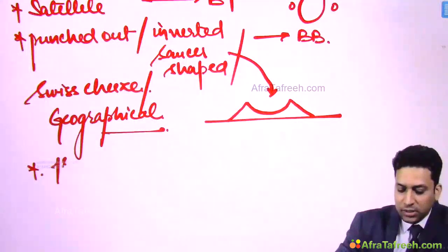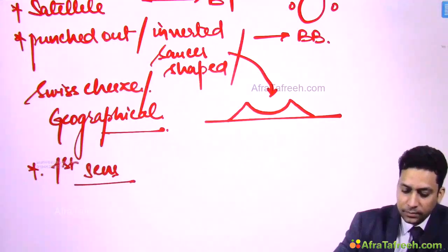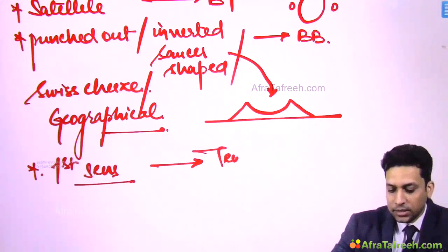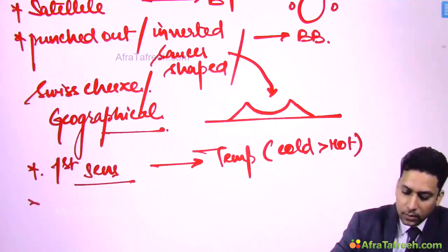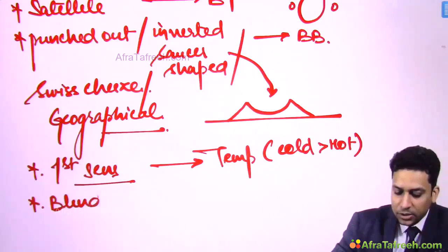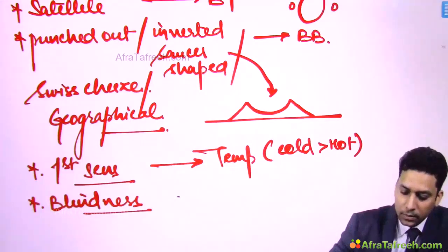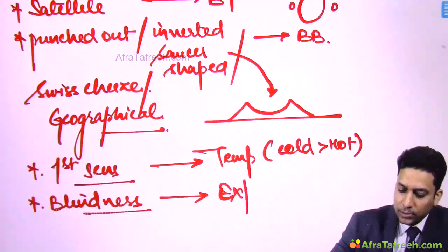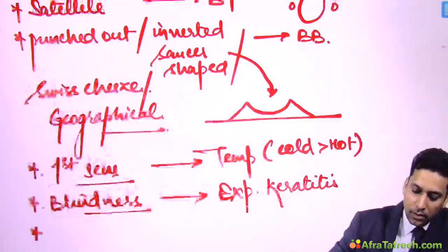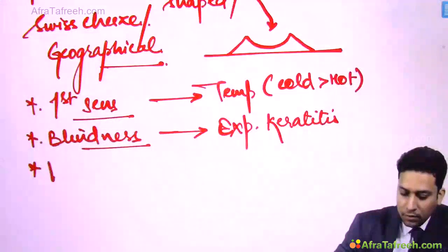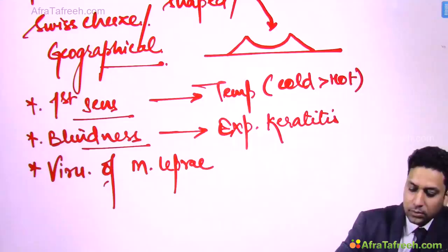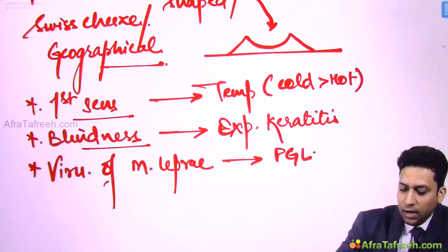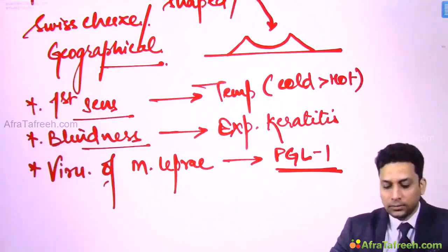Then they might ask you which is the first sensation which is lost in leprosy. Pain, touch, temperature. So remember, it is temperature, cold followed by hot. If they ask you blindness in leprosy is due to, it is due to exposure keratitis. If they ask you virulence of Mycobacterium leprae is due to, it is due to PGL1, phenolic glycolipid 1.